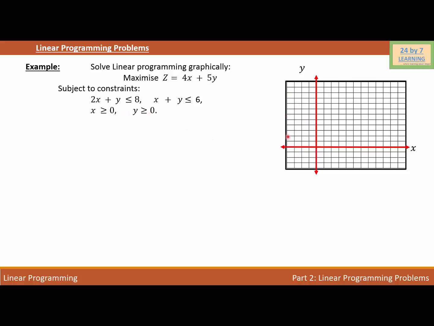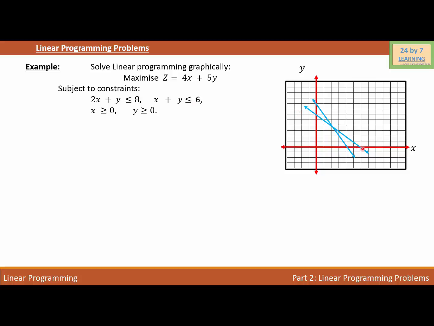As you can see, this is my graph, this is my x-axis, and this is my y-axis. This point here is the origin. Now I want to first graph the first inequality. If we graph it, this will be the graph of my first inequality. Now let's graph the second inequality. So this is the graph of the second inequality.